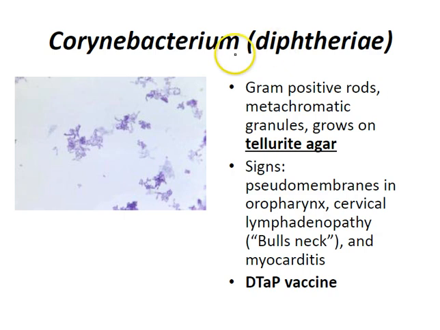Corynebacterium diphtheriae. These are gram-positive rods. They have metachromatic granules and they grow on Tellurite agar. Okay? The pathogenicity of Corynebacterium diphtheriae is conferred by an exotoxin-encoding bacteriophage.